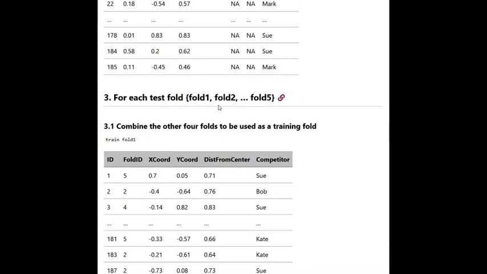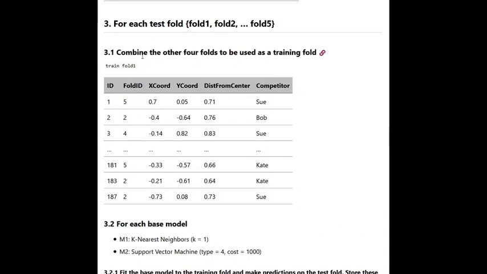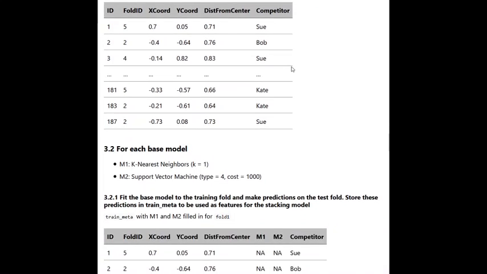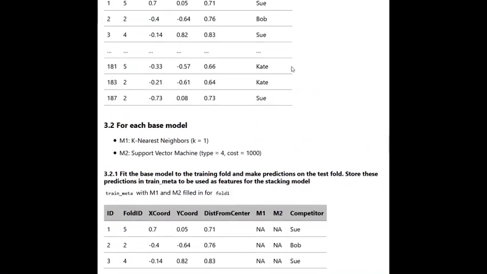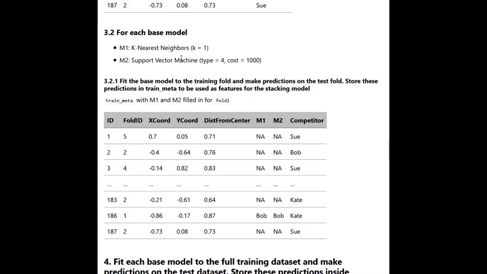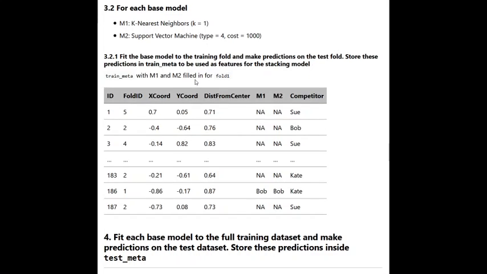Number 3, for each test fold, 1 through fold 5, combine the other 4 folds to be used as a training fold. Train fold 1 has the fold ID as the first column, then x coordinate, y coordinate, distance from center, and competitor. For each base model, k nearest neighbors with k equals 1, and support vector machine type 4 with cost equals 1000, which is the best, fit the base model to the training fold and make predictions on the test fold.